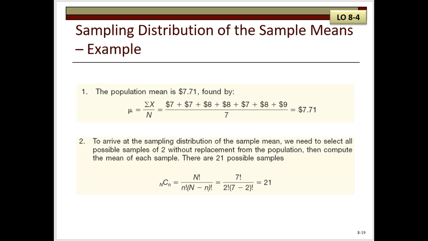But before we can do that, we need to list all possible samples of 2 without replacement from the population of 7, and then compute the mean of each sample. Using the combination formula we learned in Chapter 5, we determined the total number of possible samples of size 2 that can be taken from a population of 7 as 21.